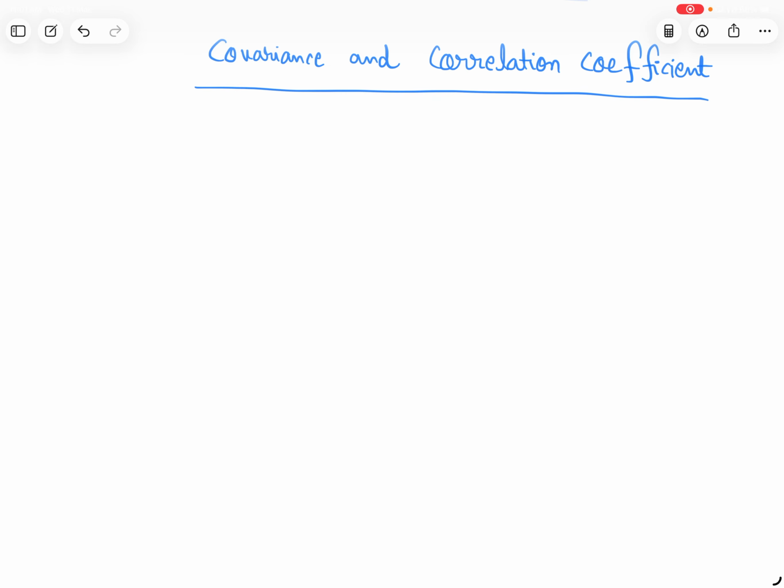So today we are going to study covariance and correlation coefficient. Okay. So let's start with covariance. What is covariance?